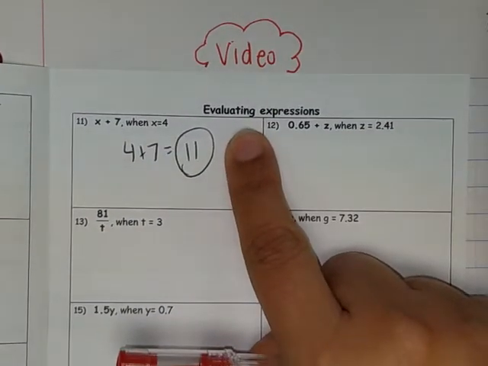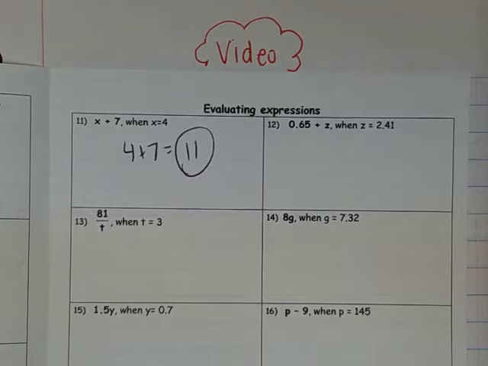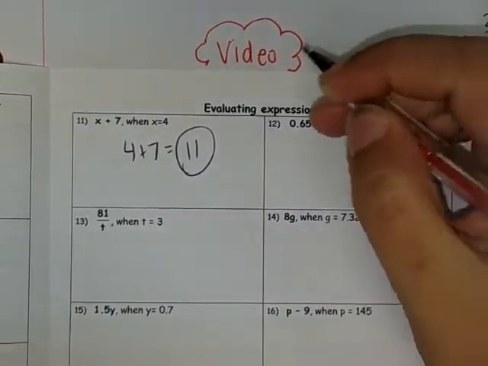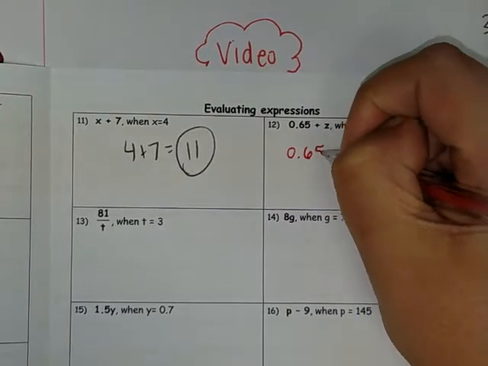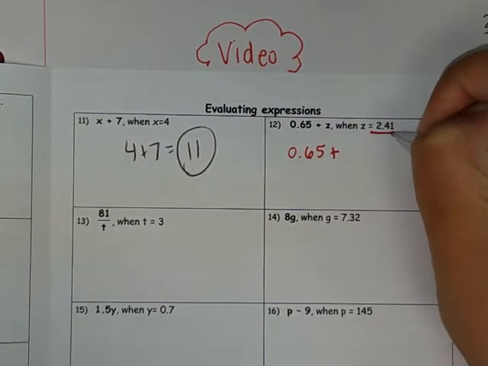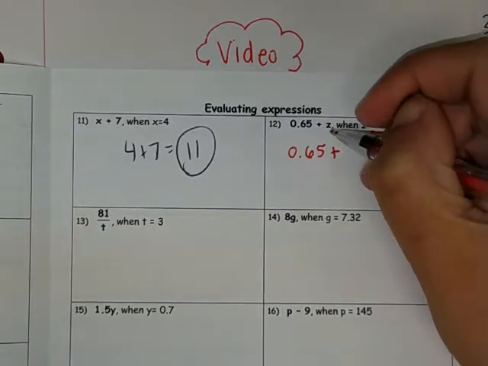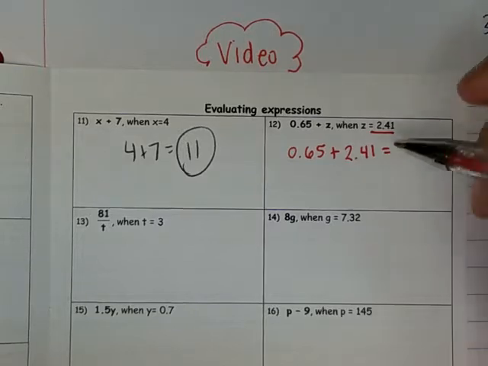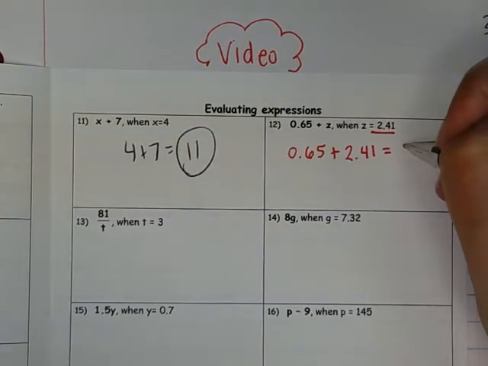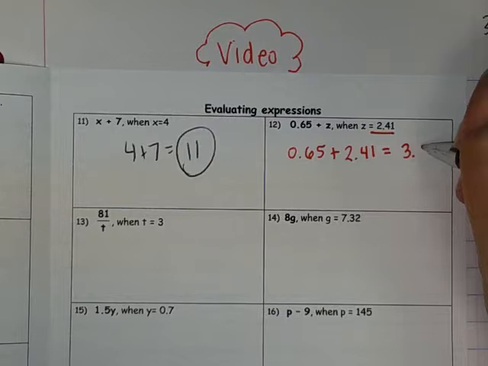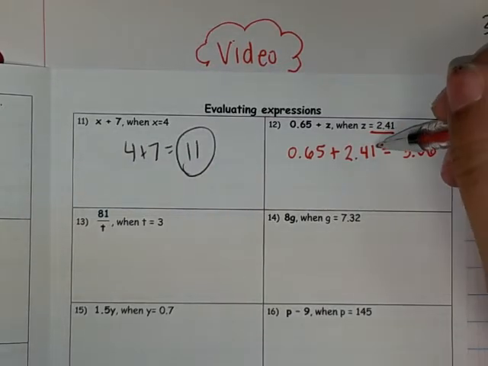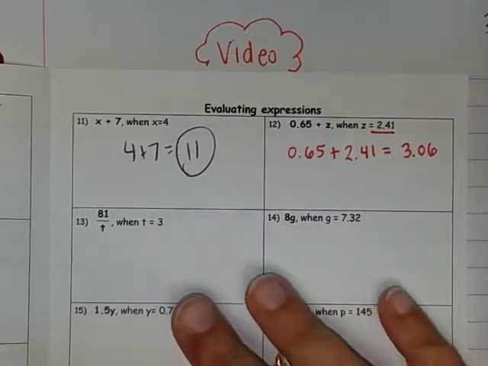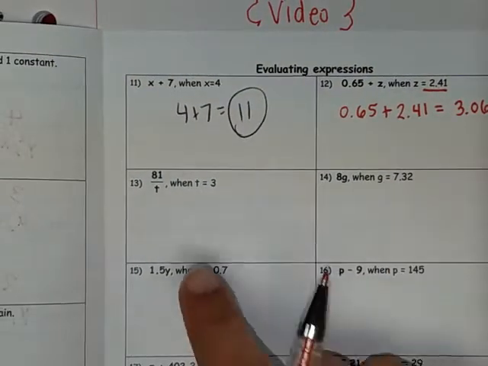This is just evaluating expressions, which just means find the value of the expression when given another value. So what this problem means right here is I've got 0.65 plus z. Well, they're telling me that z is 2.41, so I'm just going to replace the z with the 2.41. And then you just add that as normal, so you get 3.06, I think, right? Because that's 6, that's 10, that's 0, add 1. Yep, so 3.06, or 3 and 6 hundredths.